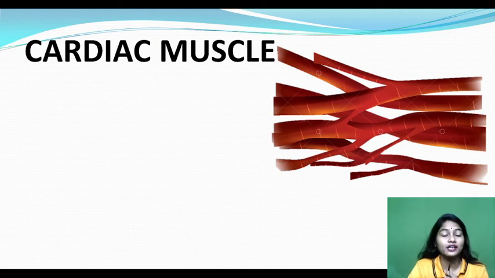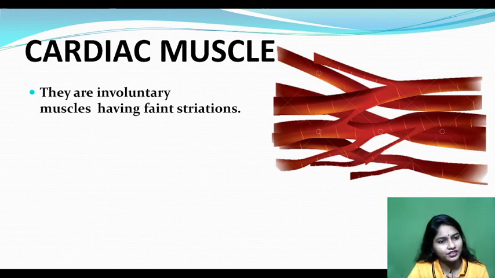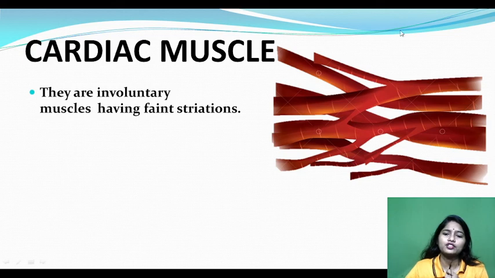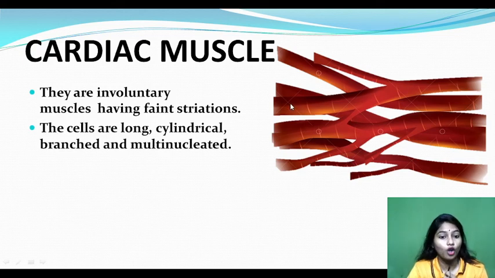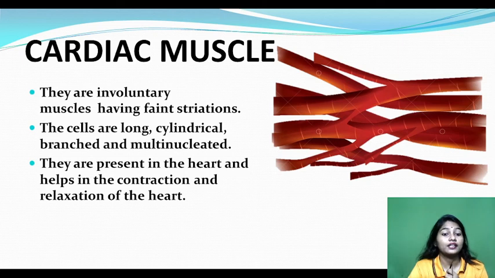So just remember, cardiac muscles means found in the heart. They are involuntary muscles having faint striation. Very faint, it means not that clearly visible, but they have scratches, right? And the cells are long and cylindrical, branched and multinucleated. You can see in the diagram also, they are branched and they are present in the heart.